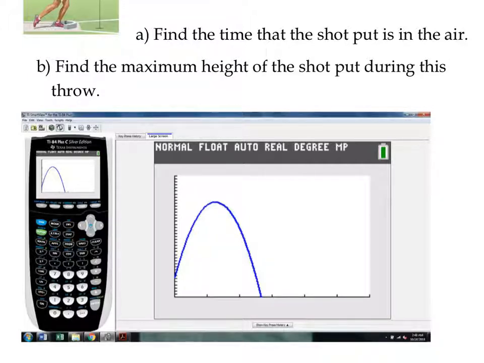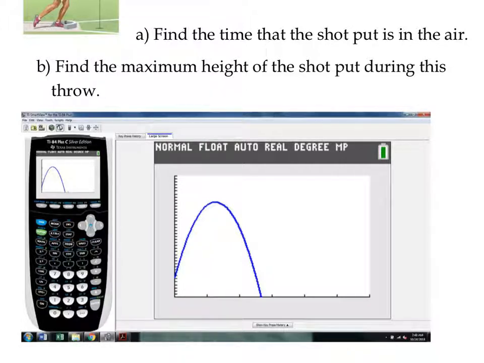So what I want to do is calculate that. How can I calculate it? You'll see my window here, I adjusted a little bit. If you do your standard window, you're not going to see everything you want. You don't really want negative x and y values. We don't care about negative time or negative height when the shot put is below the ground. That doesn't make sense.